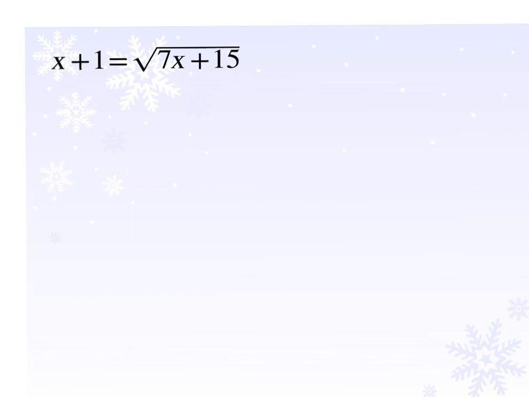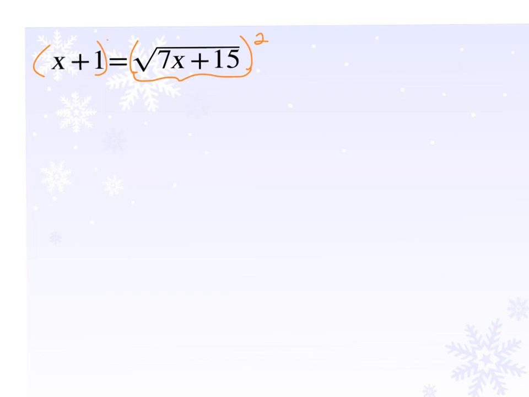When we get a problem that has an x on each side of the equation, we want to make sure that we follow our appropriate rules. We have x plus 1 equals the square root of 7x plus 15. So your goal is to isolate the radical. Notice on that right-hand side, 7x plus 15 is on the inside. That means the radical is isolated. To get rid of the index, we're going to have to square each side.